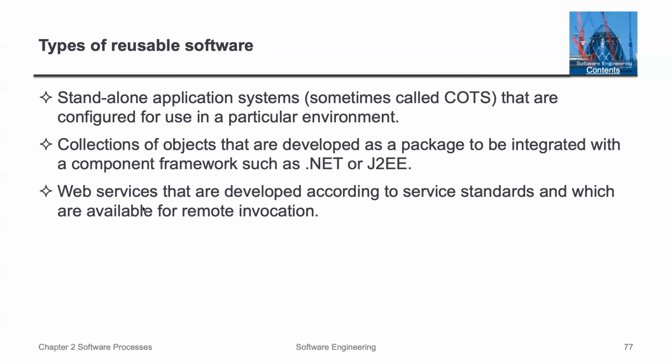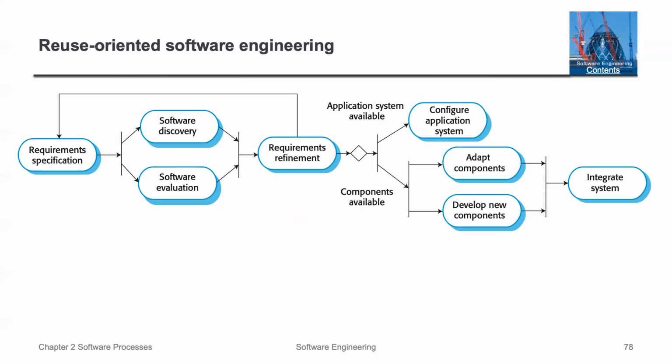So web services that are developed according to the service standards which are available for remote invocation. So that's another thing that you can have. So standalone applications, you can have objects, collections of objects, you can have web services. These are all examples of the kind of reusable software that you could be having.